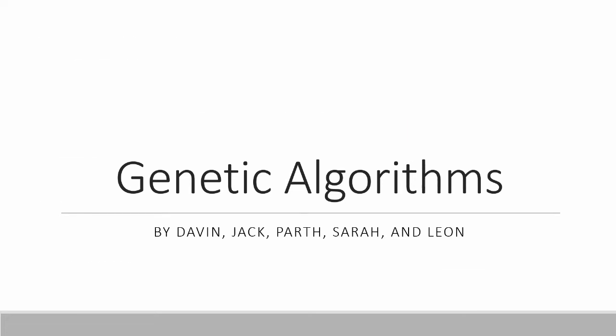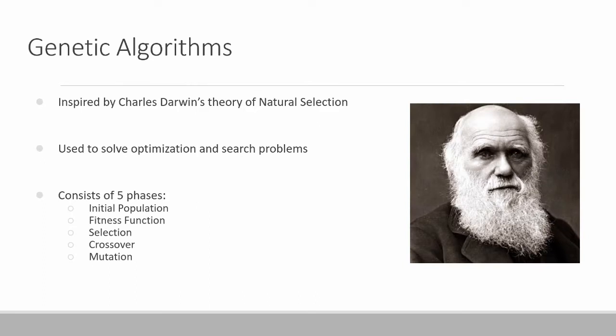Genetic algorithms are optimization procedures inspired by Charles Darwin's theory of natural selection. They are commonly used to find solutions to optimization and search problems using 5 biologically inspired phases: the initial population, the fitness function, selection, crossover, and mutation. We will explain each phase and how genetic algorithms increase performance.